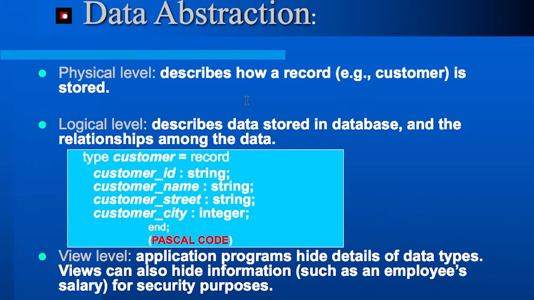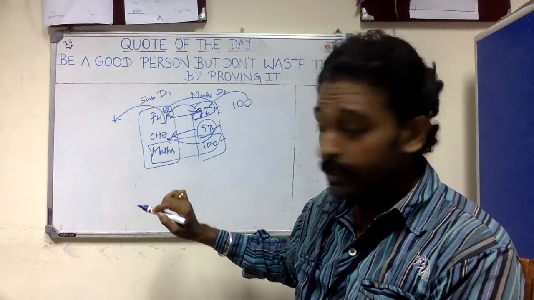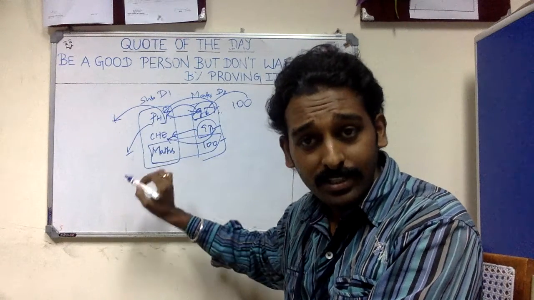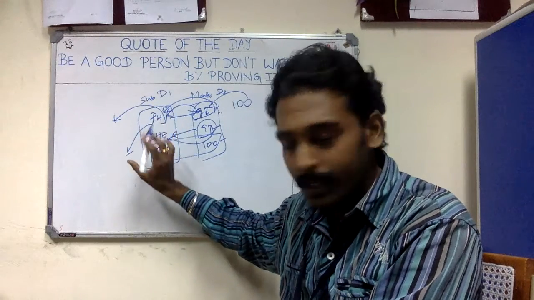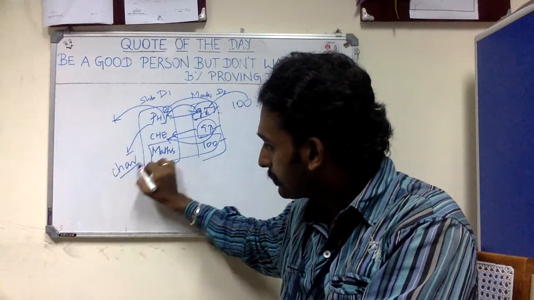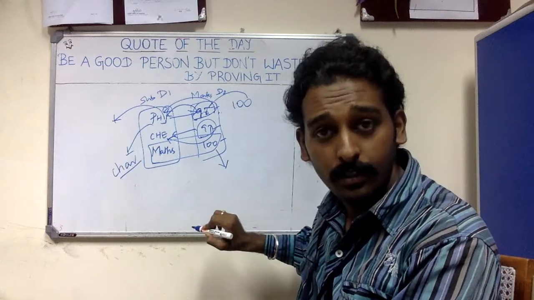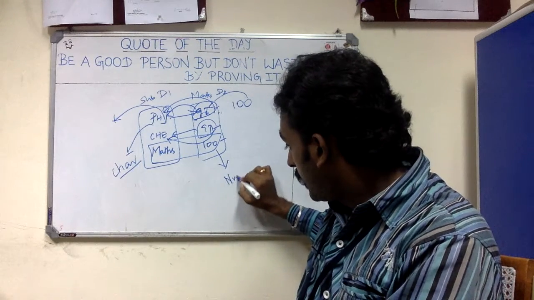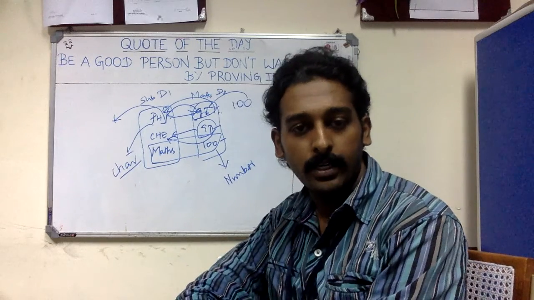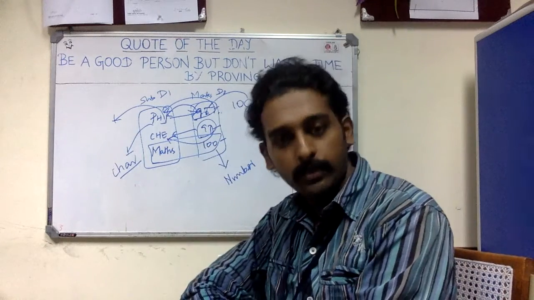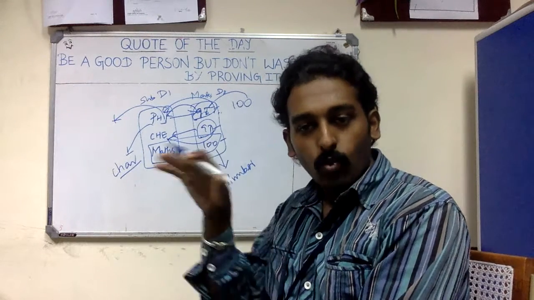And the third type is the view level. What is that view level? The application programs hide the details of data types. See here, data 1 is there and data 2 is also here. For the subjects physics, chemistry, and maths, what is the data type? It is character data, CHAR. And the marks that we store here, what is the data type? Marks are numbers. Number or numeric is the data type that can be assigned for all the numerical integer values in a database. This is what we call the view level.